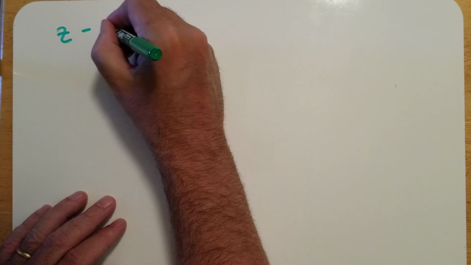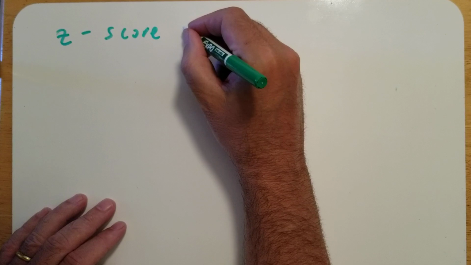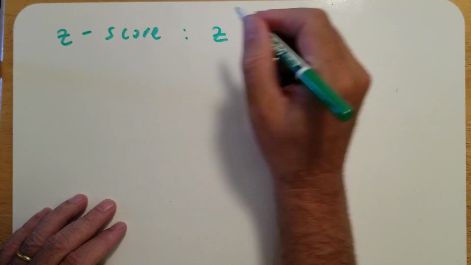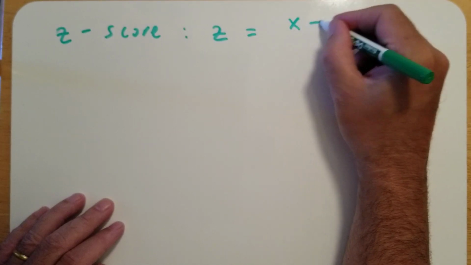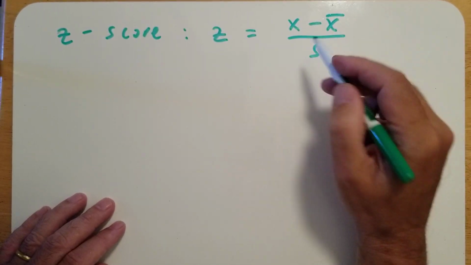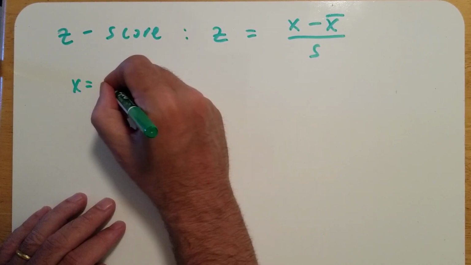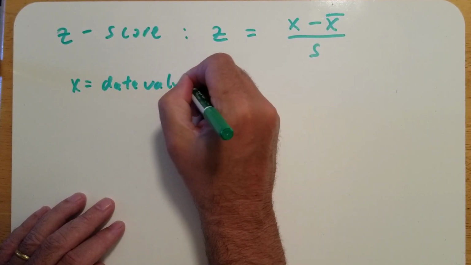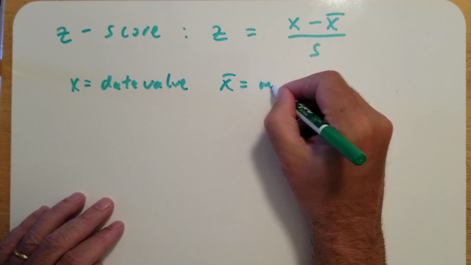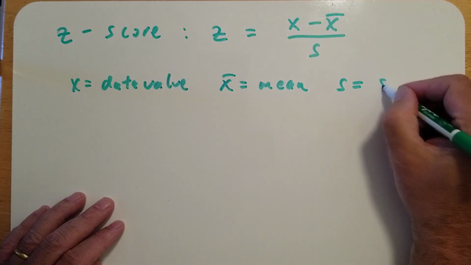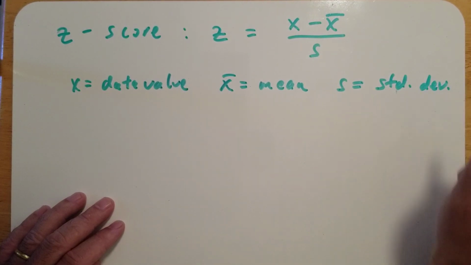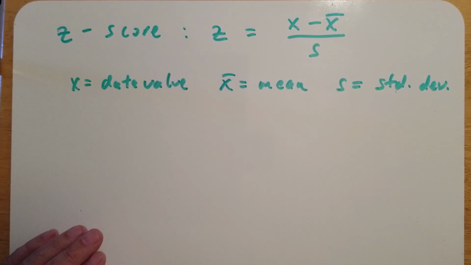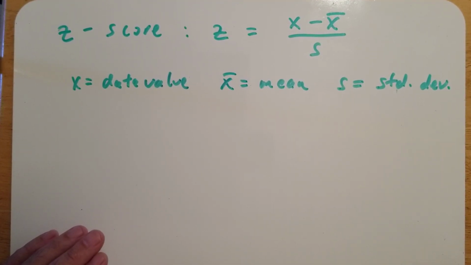I'm going to do a couple of examples from the homework on relative standing, and the main idea here is the idea of a z-score. The z-score has a formula: z equals x minus x bar over s, where x is a data value, x bar is the sample mean, and s is the standard deviation. A z-score measures a data point in terms of units of standard deviations above or below the mean.